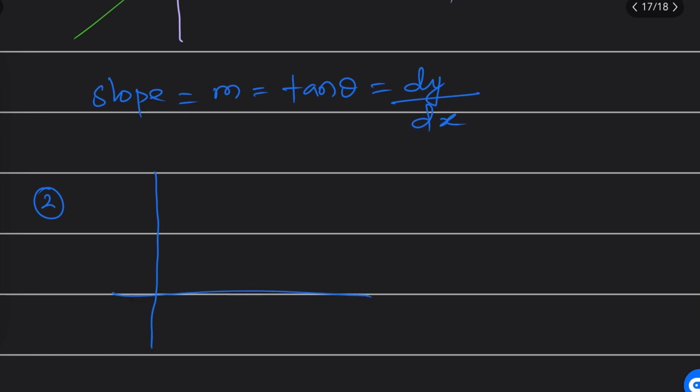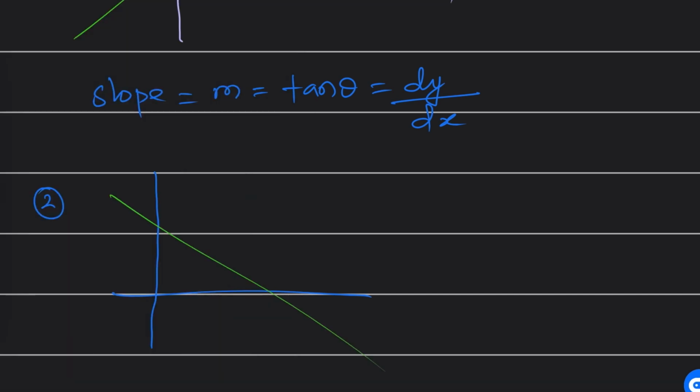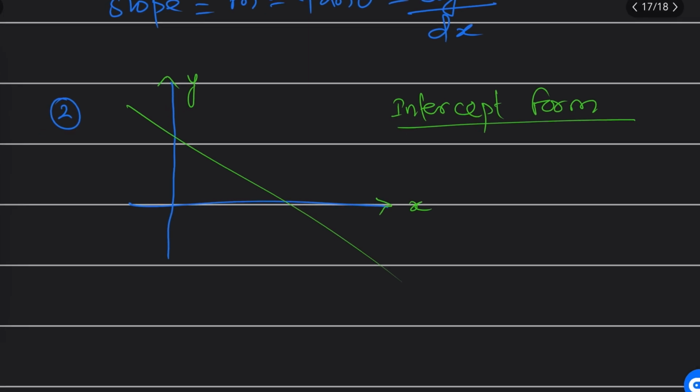Let's say I took a straight line, and this is the x axis, again this is the y axis, and this form you can write as intercept form. The name is not important. What is important is to understand the application of it, because in physics we are going to deal only with the application part, not the names and all.